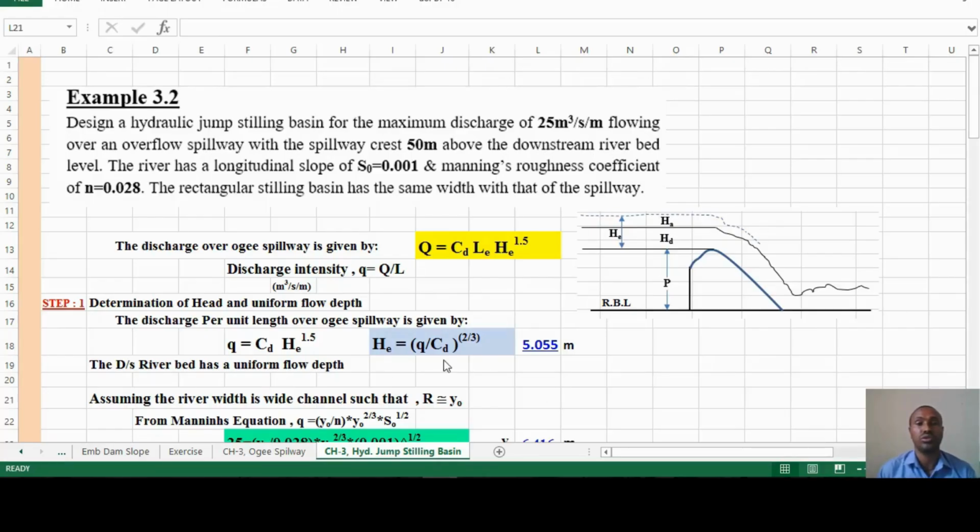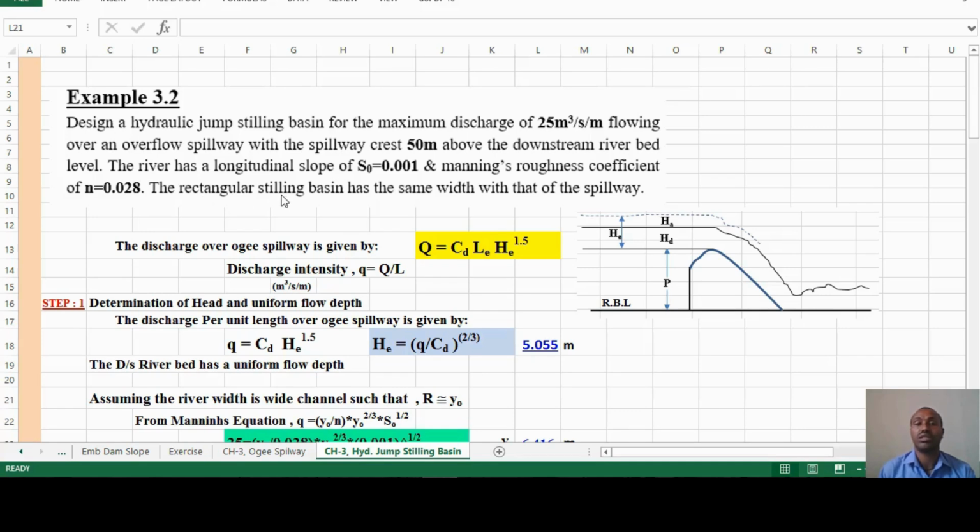Okay, now let us continue with the hydraulic jump stilling basin. Design a hydraulic jump stilling basin for the maximum discharge of 25 meter cube per second per meter width of the spillway, flowing over an overflow spillway with the spillway crest 50 meter above the downstream river bed level. The river has a longitudinal slope of S naught 0.001 and Manning's roughness coefficient of n 0.028.